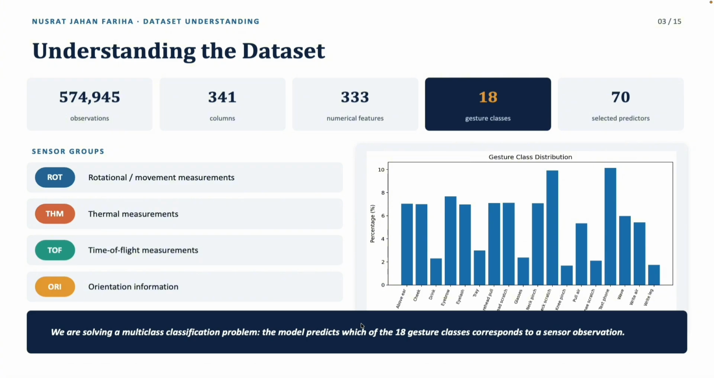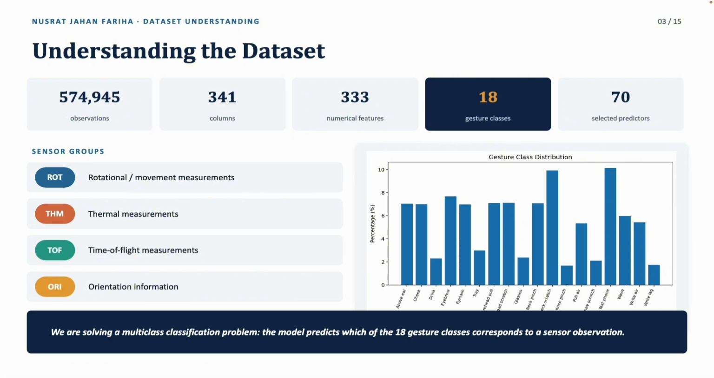Now, if we look at the sensor groups, there are mainly four types. ROT, that represents the rotational or movement related measurements. THM, that represents the thermal measurements, basically the temperature related information. And then we have TOF, which stands for time of flight and gives us distance related measurements. And finally, ORI, which represents the orientation information.